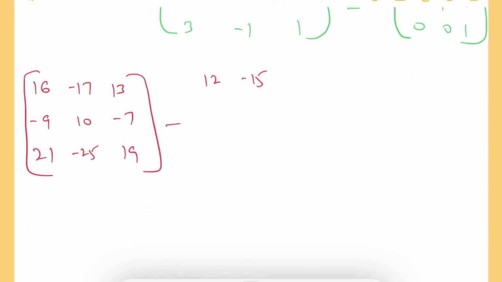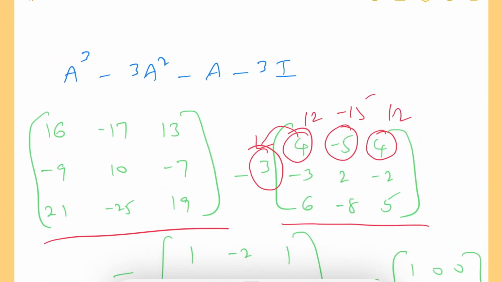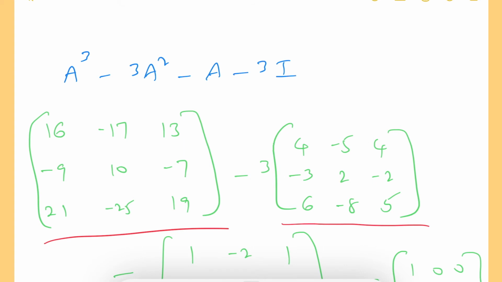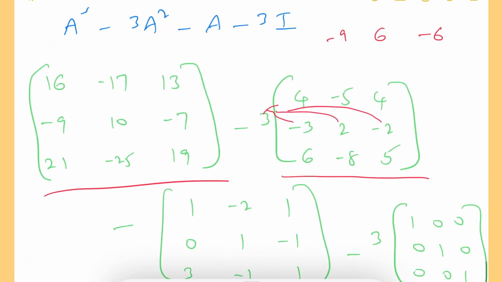12 minus 15 12. Next, second row if you check, minus 3 into 3, minus 9. 2 into 3, 6. Minus 2 into 3, minus 6. Minus 9, 6, minus 6.